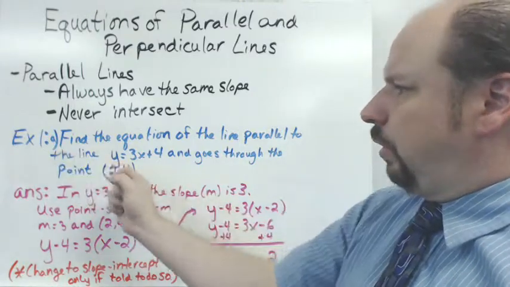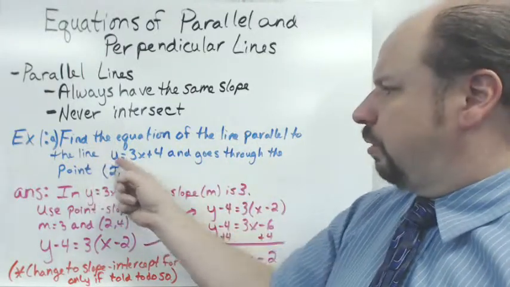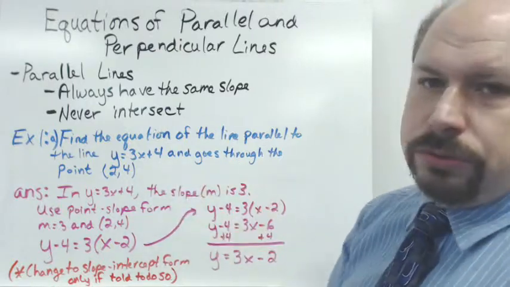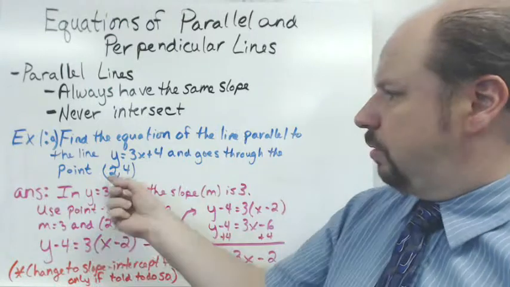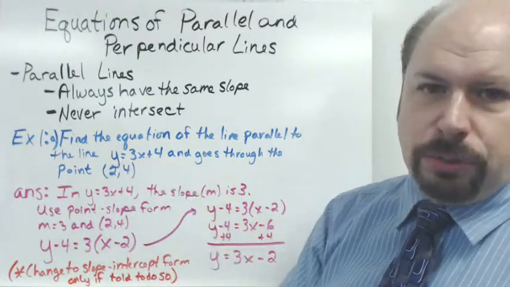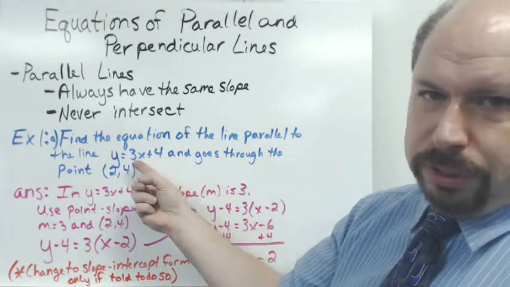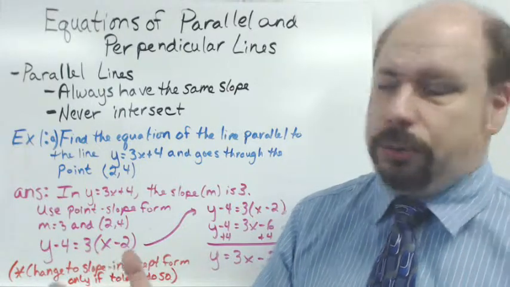So in example 1 here, we need to find the equation of the line parallel to the line y equals 3x plus 4 and goes through the point (2, 4). So again, since we have y equals mx plus b, we have this in slope-intercept form, we know our slope of this line happens to be 3. So we can use that information to write our new equation.